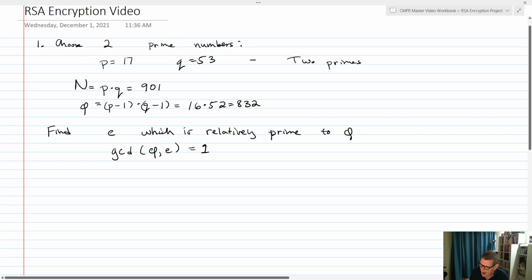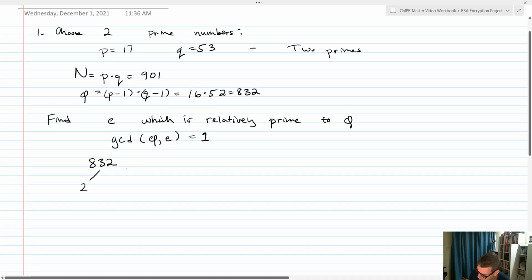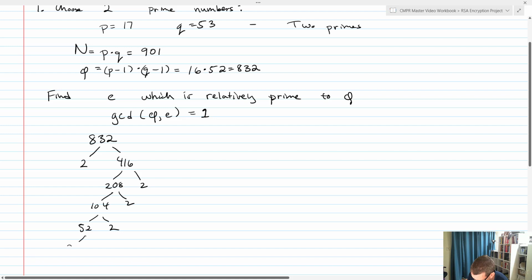So what I'm going to do is create a factor tree for 832. Okay? And that's going to be 2 times 416, 208 times 2, 104 times 2, 52 times 2, 26 times 2, 13 times 2, and now we've actually got a prime factorization for 832. And that ends up being 2 to the 6th times 13.